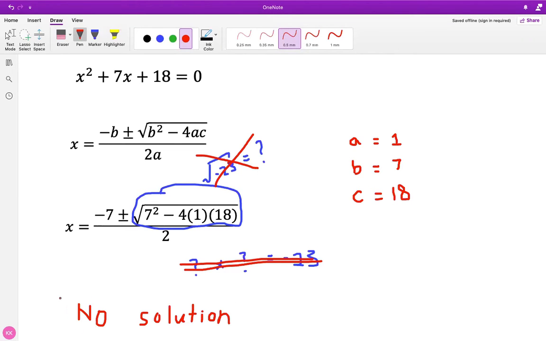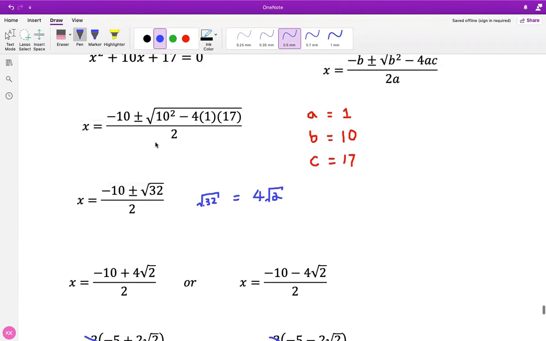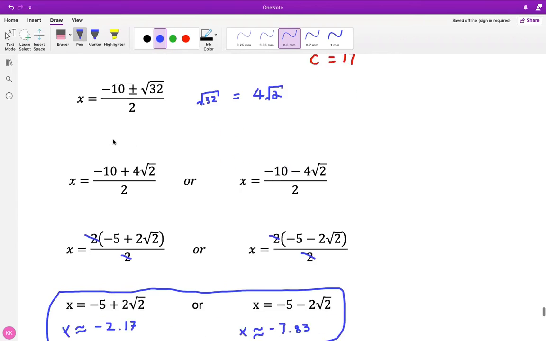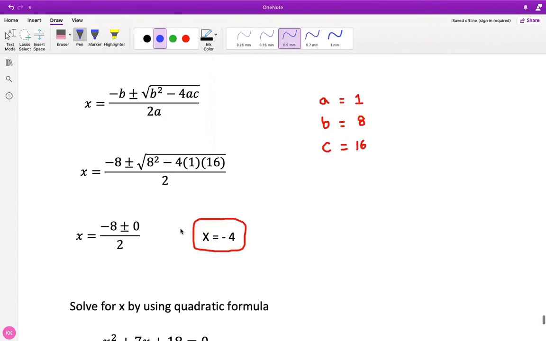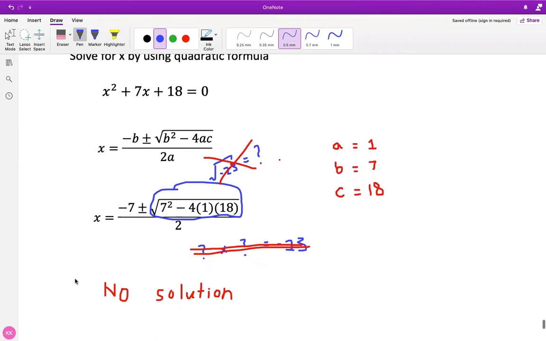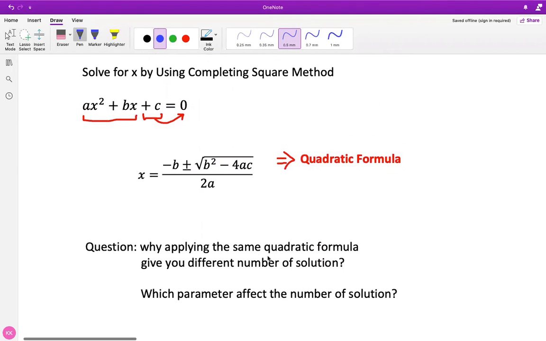So there's no solution. Basically, when you apply the same quadratic formula to these three previous situations, you will see that we get different numbers of solutions. We got two solutions in the first example. In the second example, I got only one solution. And in the third example here, I got no solution. So the next question I want to ask is, why does applying the same quadratic formula give you different numbers of solutions? And which parameter of this formula affects the number of solutions?